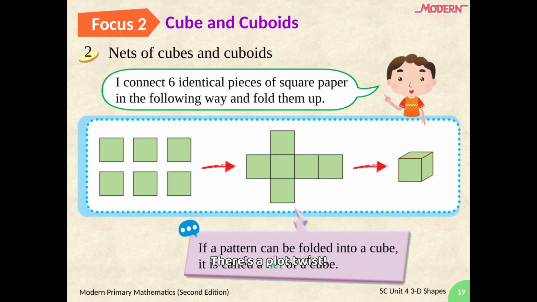But wait, there's a plot twist. Look at this cuboid. It has 3 pairs of identical faces too, but look at the ends. They're squares, and the middle parts are rectangles. Does that make it a cube? Nope. Remember the cube club rules? All faces must be squares. Since this guy has 4 rectangles and only 2 squares, it's still a cuboid. It's like a hybrid shape. 2 squares plus 4 rectangles equals one very cool cuboid. Don't let the squares fool you.